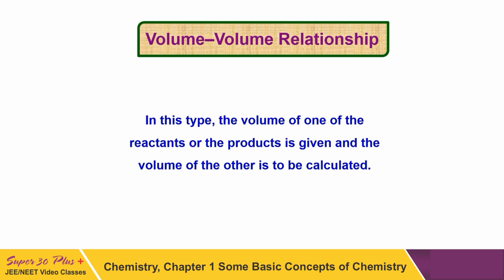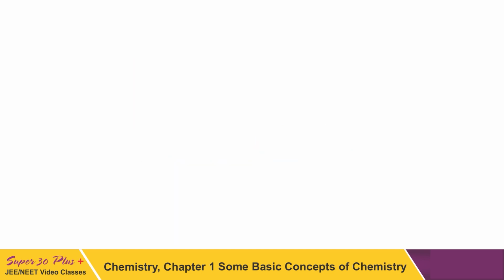Now the last one is volume relationship. Now I hope you're getting what is volume relationship. In this type, volume will be given of one of the reactants or products, and the volume of the other reactant has to be calculated. So volume of one reactant will be given and volume of the other reactant you have to calculate. This is the volume relationship. All right. So I'll give you one example of this also.